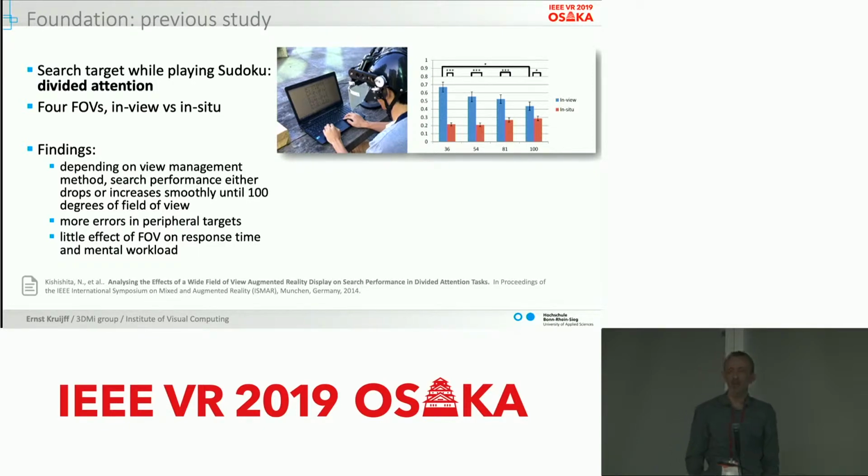We compared there the in-view and in-situ view management methods and basically looked at the effect of field of view. So we simulated different fields of view in the display that I just showed you before, from rather small to a little bit larger. I'll show you the exact size of those fields of view in a moment, just as a reference. And what we found out there is that basically performance of in situ improves, while in view performance decreases the bigger the field of view.